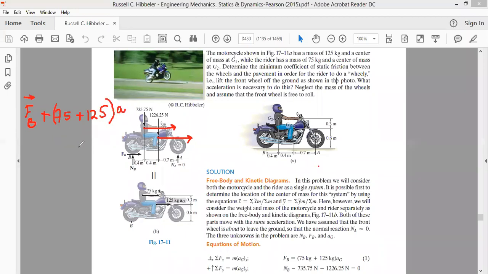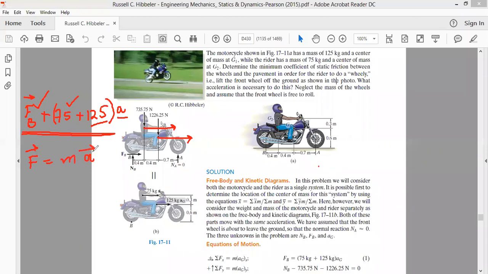Okay, so if you look at all these forces, FB is the frictional force. As far as the rest of the forces are concerned, 75 kg mass into acceleration will be the force acting on the rider, and 125 kg mass multiplied by acceleration will be the force acting on the motorcycle. So we know from Newton's law, F is equal to the product of mass and acceleration.